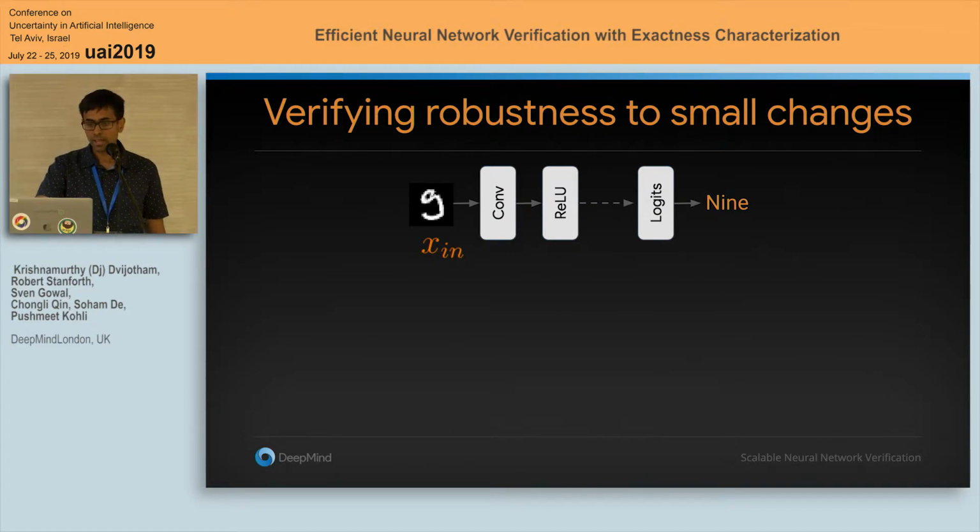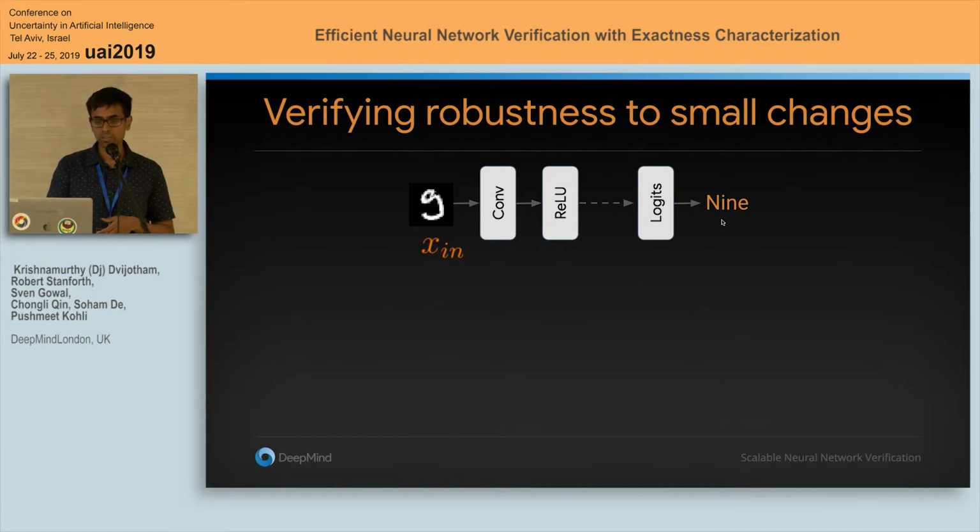So in today's talk, I'm going to focus on this problem of verifying robustness to small changes, but the techniques that we develop are actually more generally applicable to any input-output properties of neural networks, right? So we're going to be focusing on classifiers which have a layer architecture that interleaves convolutional or fully connected layers with a nonlinear layer composed of ReLU activations.